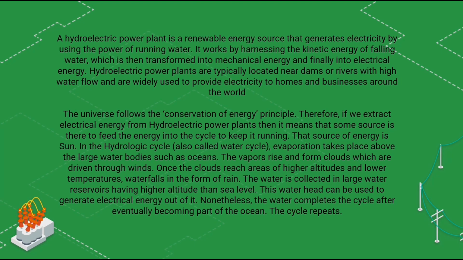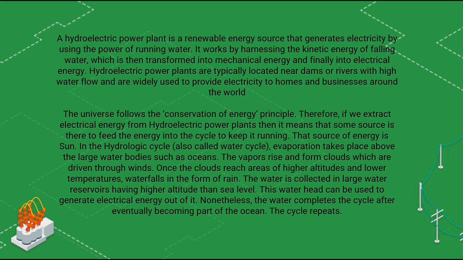Introduction of the system. A hydroelectric power plant is a renewable energy source that generates electricity by using the power of running water. It works by harnessing the kinetic energy of falling water, which is then transformed into mechanical energy and finally into electrical energy. Hydroelectric power plants are typically located near a dam or river with high water flow and are widely used to provide electricity to homes and businesses around the world.